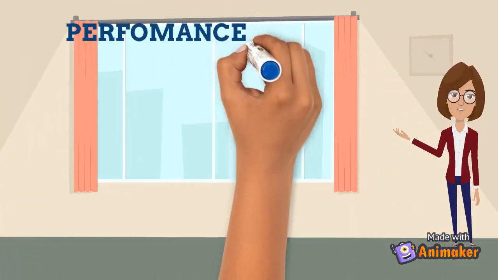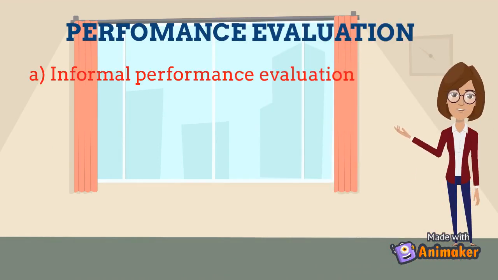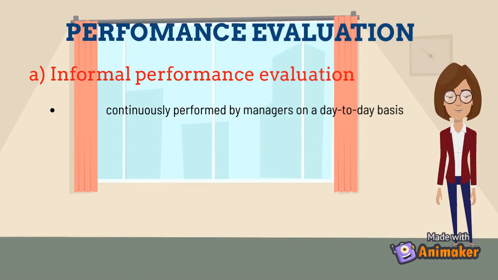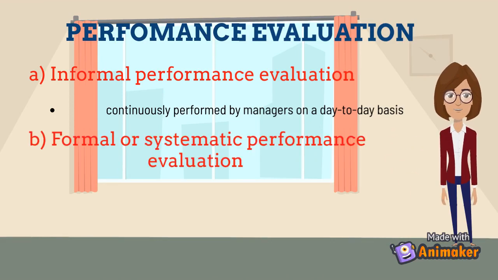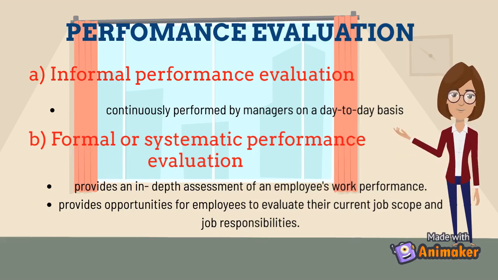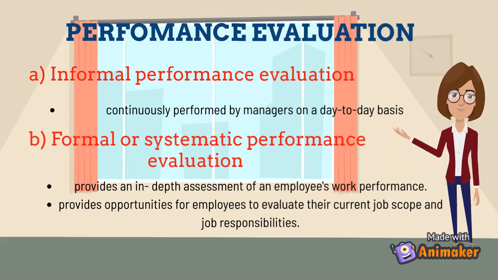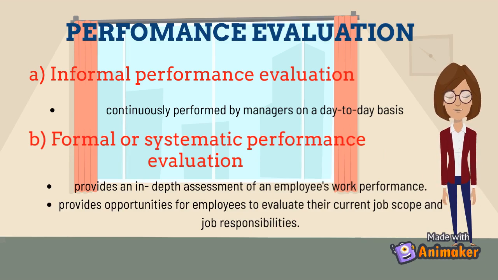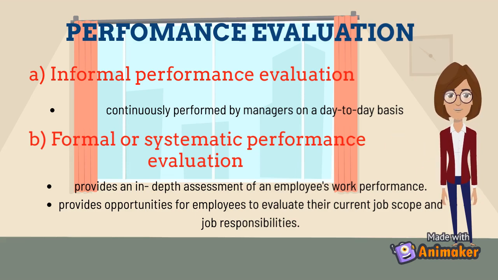Performance evaluation can be divided into two types. The first type is informal performance evaluation. Informal performance evaluation is continuously performed by managers on a day-to-day basis. The second type is formal or systematic performance evaluation. This is a formal periodic evaluation that provides an in-depth assessment of an employee's work performance. It also provides opportunities for employees to evaluate their current job scope and job responsibilities as well as determines the set of objectives and priorities for future evaluation.